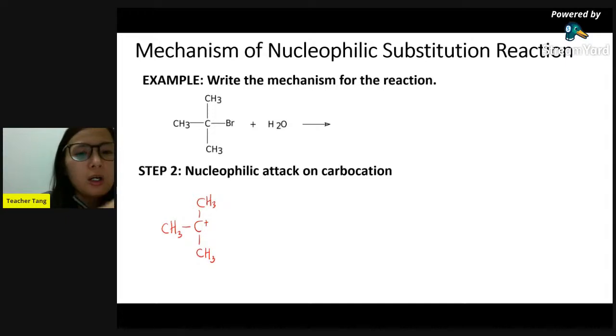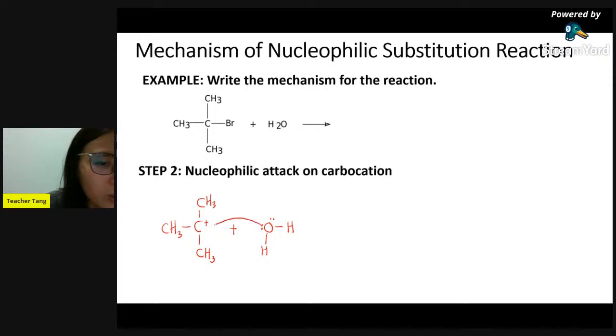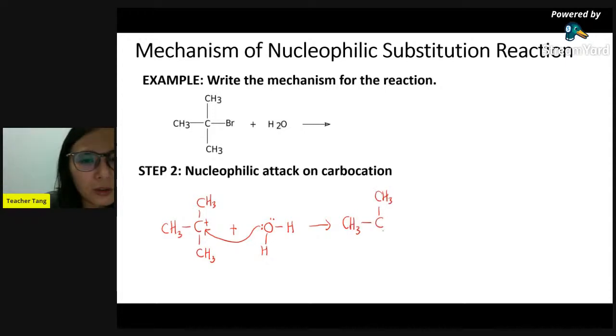So step number 2, the nucleophilic attack on the carbocation. Our nucleophile is water. Water will use the lone pair to attack the carbon. So two electrons form a bond with the carbon, giving you, so two electrons ini membentuk satu bond with the oxygen.